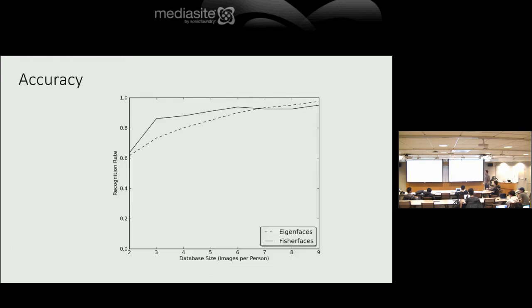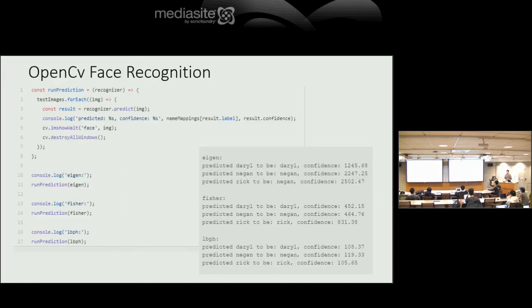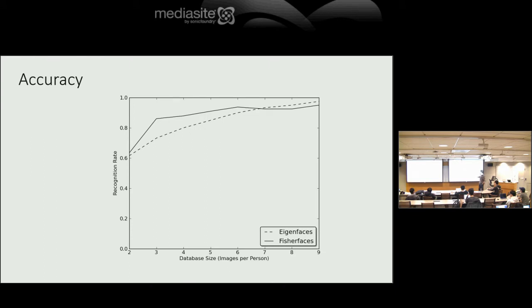What's the scale for the confidence? I'm not sure. I haven't really dug into that yet, but here's comparing eigenfaces and Fisher faces. They both hit 90% accuracy with about 5 training images or so. So pretty good on those.